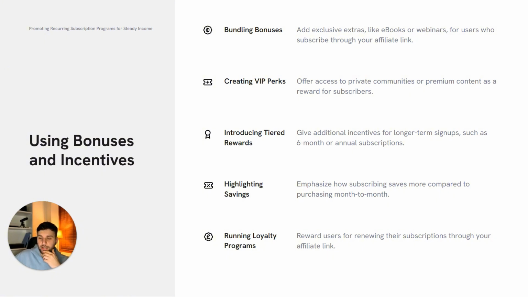Then introduce tiered rewards. Give additional incentives for longer-term signups, such as 6-month or annual subscriptions. Then you also want to highlight savings. You want to emphasize how subscribing saves more compared to purchasing month to month. Whenever you want to subscribe to ChatGPT or any online software, or Netflix, they give you this annual discount, which forces you to think, if I subscribe for 1 year, I might save like $300. Let me do that. And then you're in for a year and you give them 10x what you would normally give them. And then, last but not least, run loyalty programs. Reward users for renewing their subscriptions through your affiliate link.